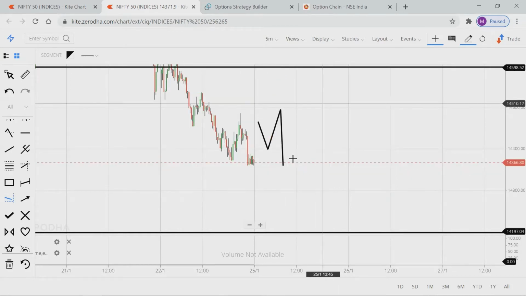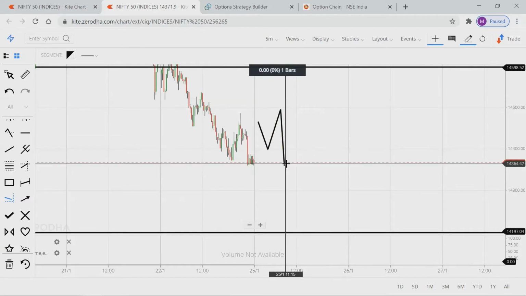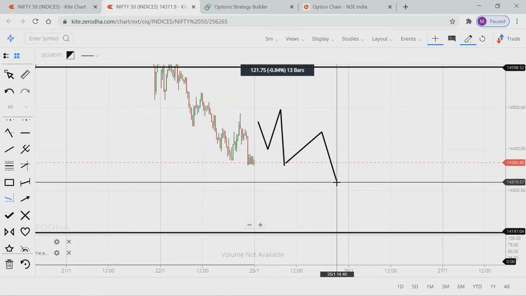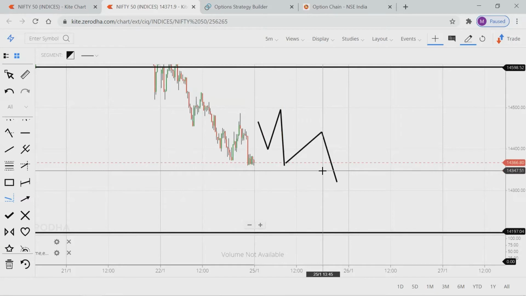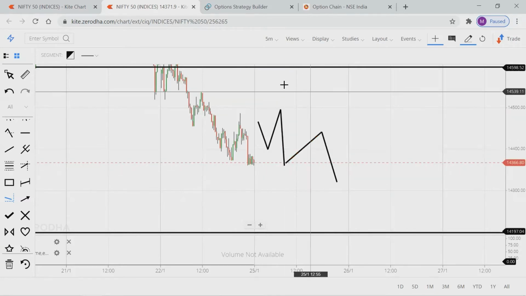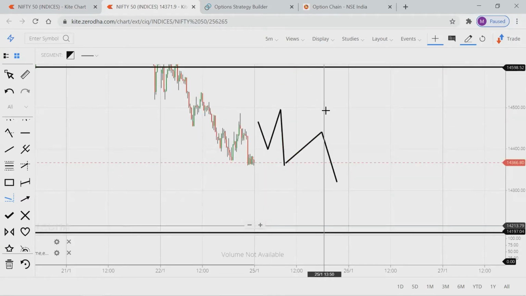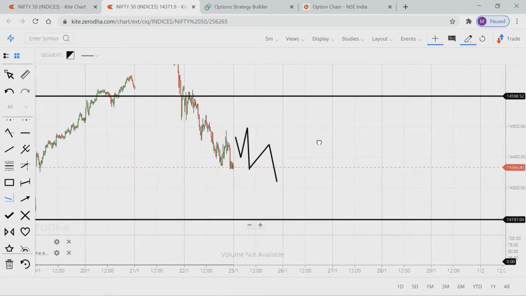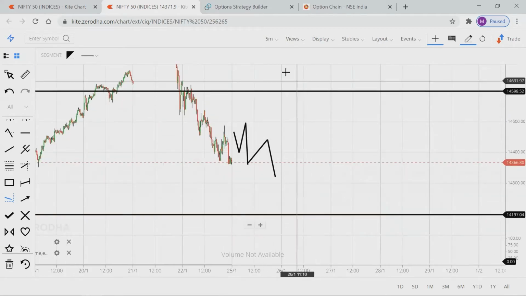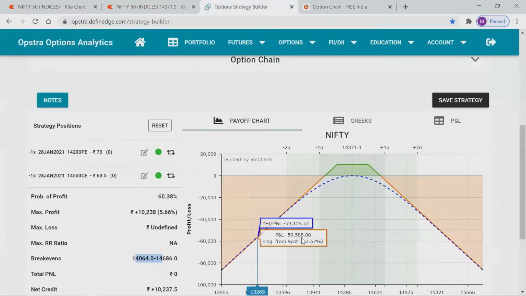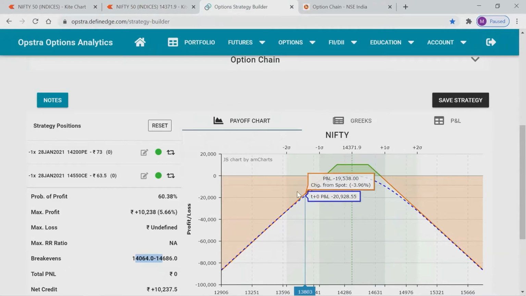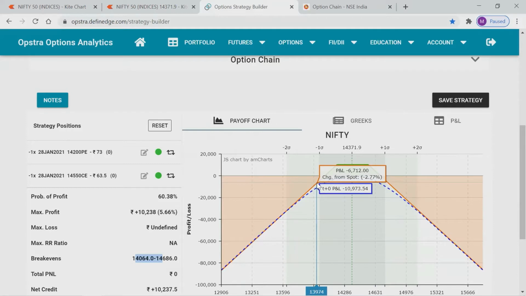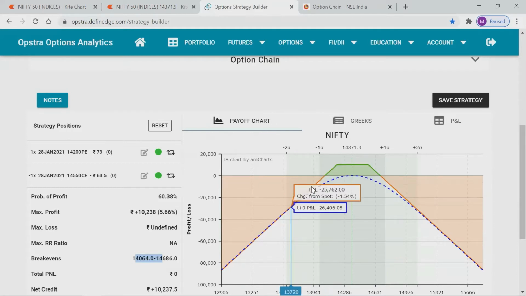then it moves like this, then again it comes like this. So irrespective of wherever it goes, you will be in profits if it ends in this range. It should be between 14,200 and 14,600 strike. So this is how the payoff diagram looks like. And looking at the payoff diagram, you can realize that the loss is unlimited when we are dealing with this strategy. So this can be controlled by putting proper stop loss.